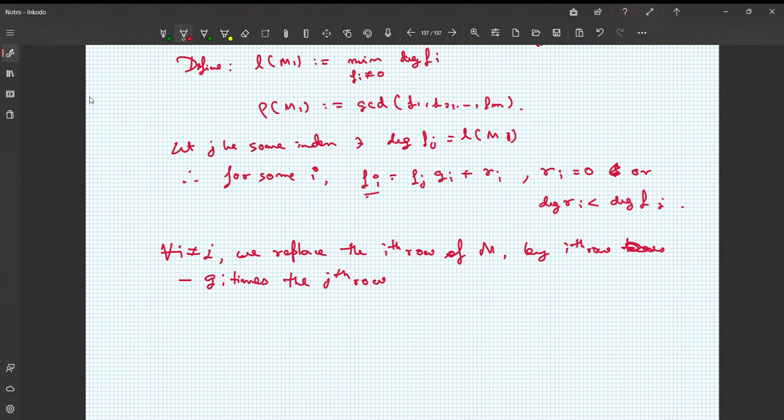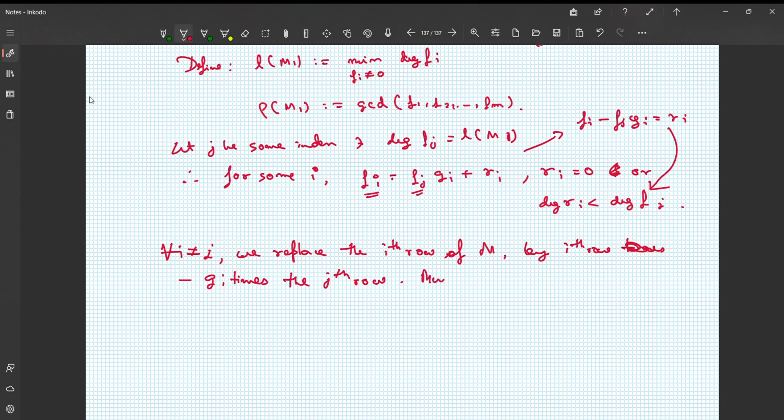Why do we precisely do this? Because if you observe, the ith row contains this polynomial in the first column, and the jth row contains this polynomial in the first column, and fi minus gi times fj is nothing but ri. Ri has this form, right? So we are kind of trying to reduce it down, right? So we have the ith row minus gi times the jth row, correct? Okay. Now what do we do?